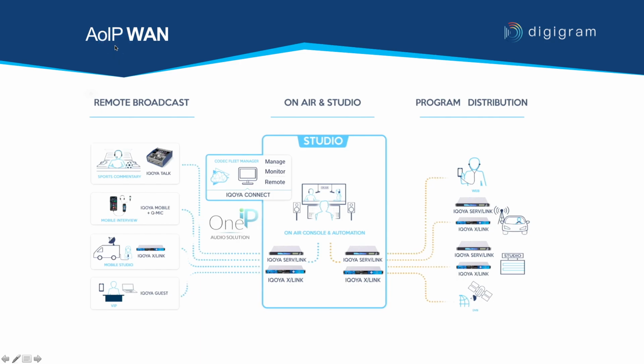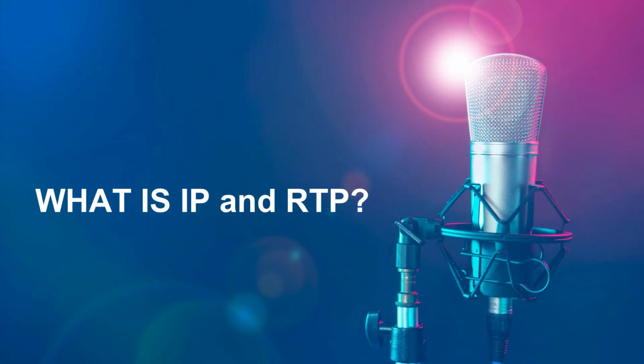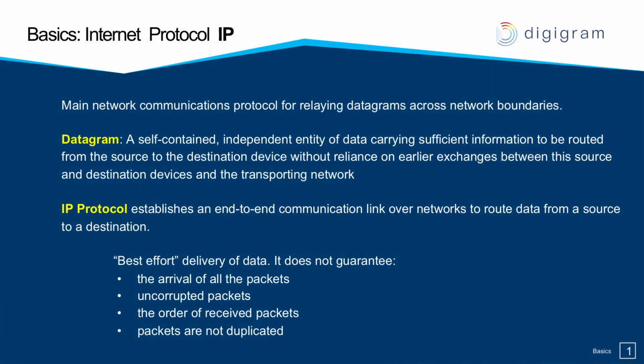So what is IP and what is RTP? Well, the first thing you need to understand is Internet Protocol. Basically, a datagram is a self-contained, independent entity of data carrying sufficient information, basically routing, from one source to another. And the IP protocol is what we use to establish end-to-end communication over local area networks or wide area networks.